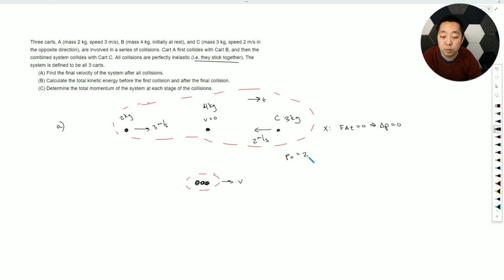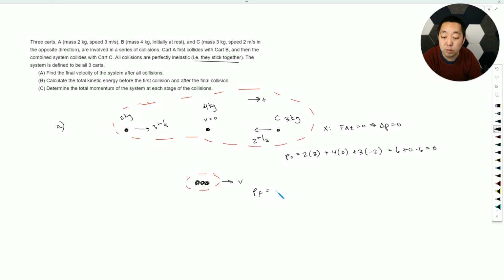That's our system. So what's the momentum? Well, the 2 kilogram is moving at 3 meters per second to the right, which is positive. The 4 kilogram is moving at 0 meters per second, so m times v, and then m times v of this guy. The 3 kilogram block is moving at negative 2 meters per second because it's going to the left, and I said left was negative. And this is going to be 6 plus 0 minus 6, and that's going to give you 0.